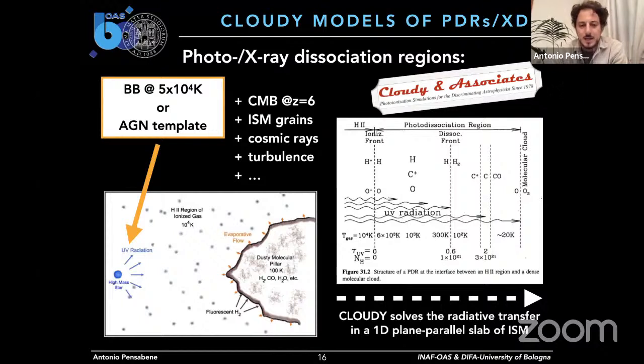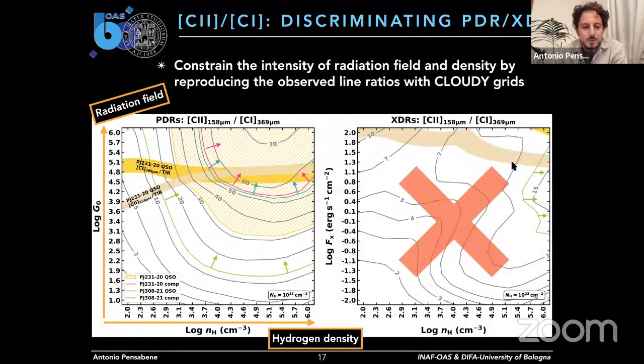Then we tried to put quantitative constraints on the physical properties of the different phases of the ISM. To do this, we ran a set of models using Cloudy radiative transfer code in order to simulate the typical photodissociation and X-ray dominated regions. Cloudy basically solves the radiative transfer equation across the cloud and predicts the line intensity as it emerges from the cloud surface. We ran these models by varying two main parameters, the hydrogen volume density of the cloud and the strength of the radiation field to which the clouds are exposed, in two cases, PDR and XDR regime. Then we compared our observations with Cloudy predictions in order to put constraints on the parameters.